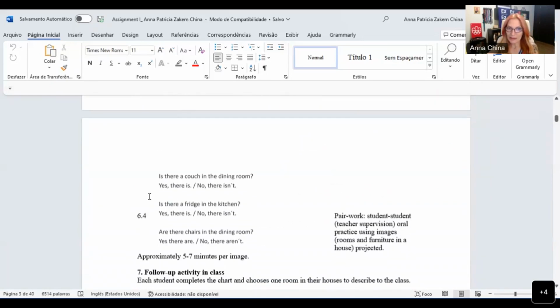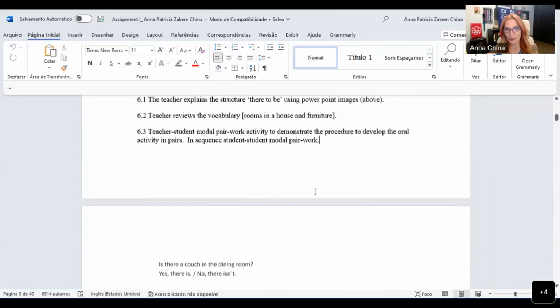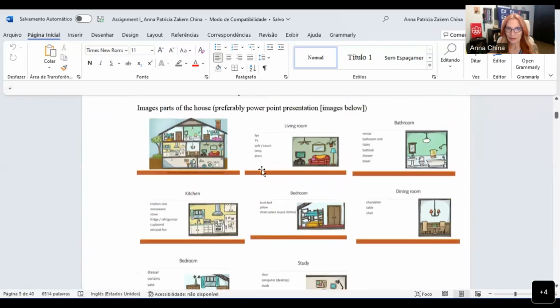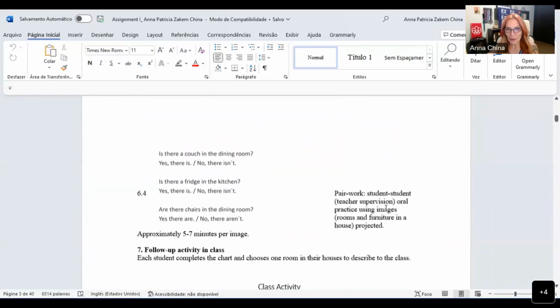So I select some cards. Is there a couch in the dining room? Yes, there is. No, there isn't. According to the pictures, I put up the image, and then, is there a couch in the dining room? No, there isn't. And I follow through with some questions. Then there is pair work, student to student, with teacher supervision.